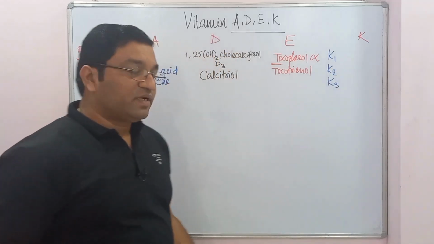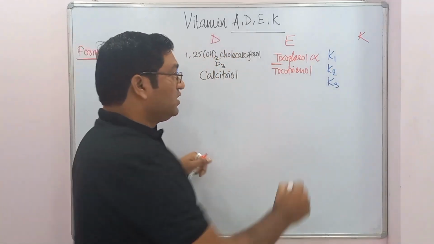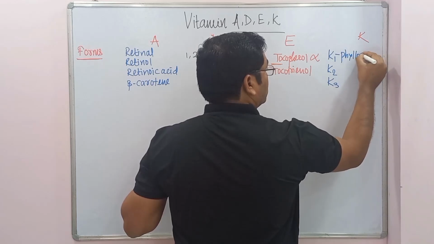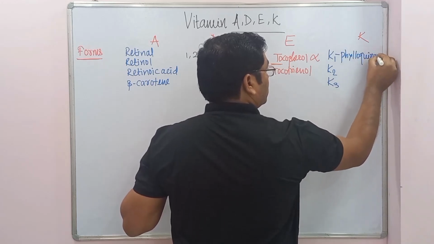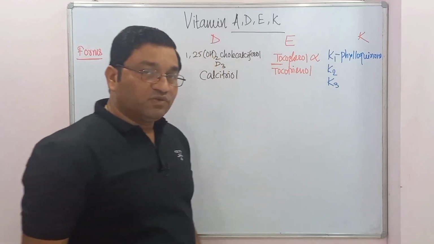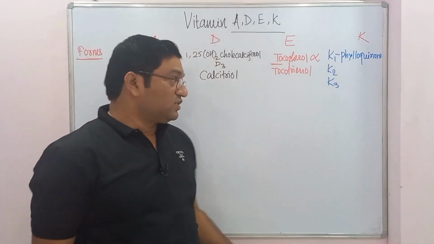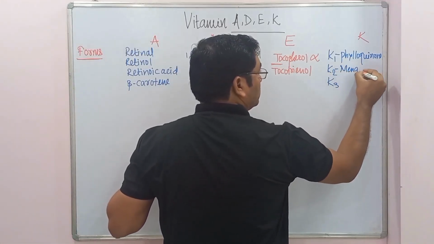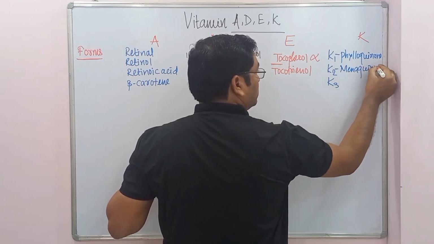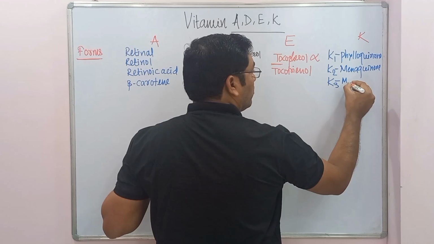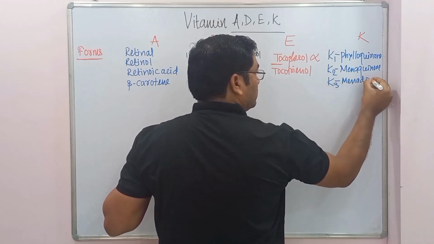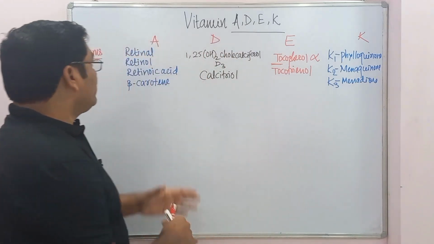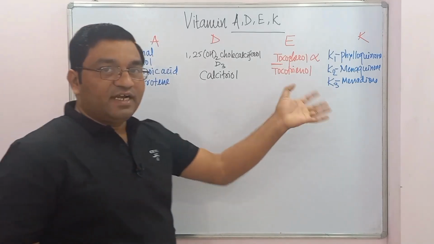This K1, it is present in vegetable sources. It is known as phylloquinone. These are the naphthoquinone derivatives with isoprenoid chains. So K2, it is menaquinone, and K3, it is the synthetic form menadione. Synthetic water soluble form, it is menadione. So these are the different forms of A, D, E and K.